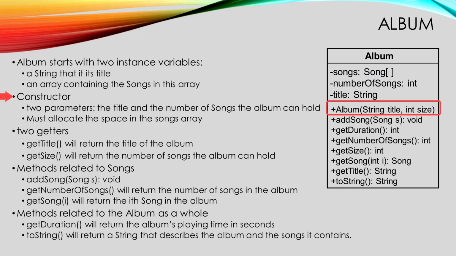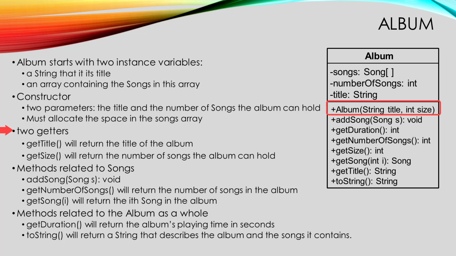The constructor for Album takes 2 parameters. The first is the title of the album, and the constructor just saves that in an instance variable. The second is the number of songs the album can hold. The constructor will use that to create the array of songs. Again, I'll show you the details of that in the next video.